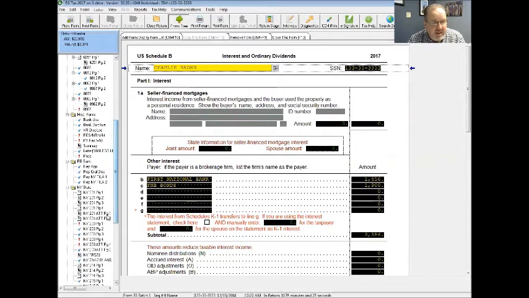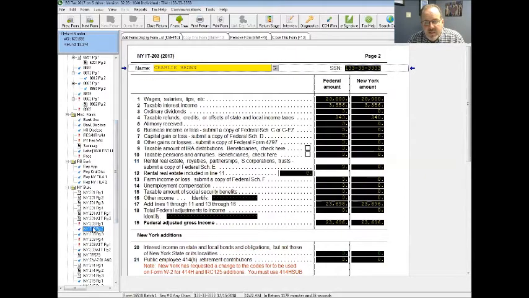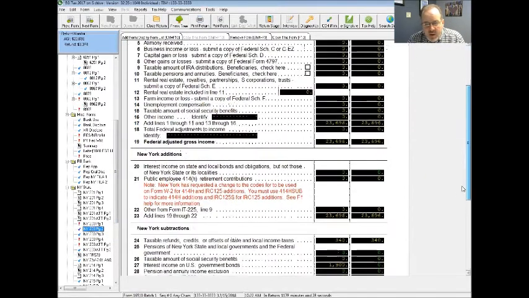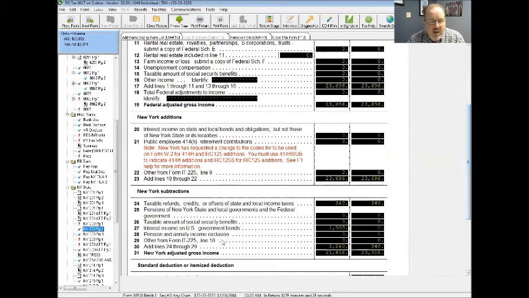Now, on the state side, if we look here, New York State, interest on U.S. government bonds. There's my 1900. It is a subtraction, so it is taking it away from my income. So that's where that would flow over to.